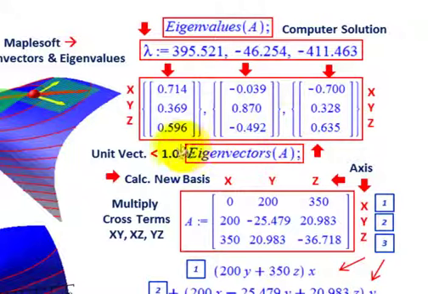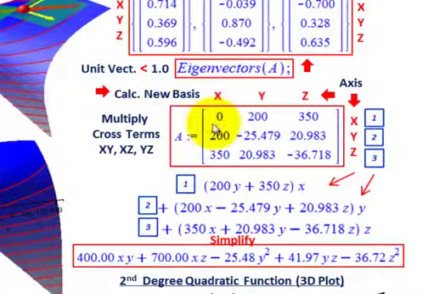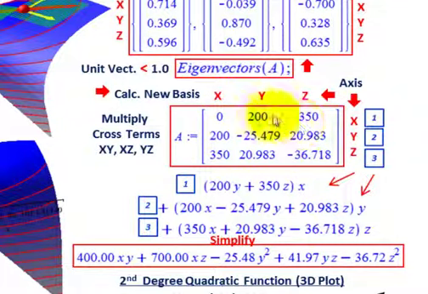Okay, so this is the first step we're going to take. After we know our eigenvalues and vectors, we want to calculate a new basis to fit those vectors and values to the function we're dealing with. So what I'm going back to is that block matrix for that solution point. What you're going to do is multiply some cross terms: x, y, x, z, x, y, z, and so forth.